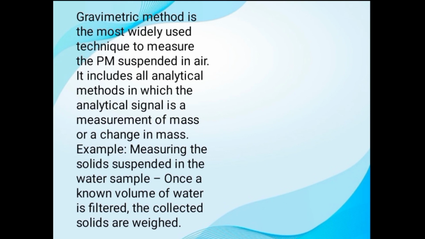Gravimetric method is the most widely used technique to measure the PM suspended in air. It includes all analytical methods in which the analytical signal is a measurement of mass or a change in mass. Example, measuring the solids suspended in a water sample. Once a known volume of water is filtered, the collected solids are weighed.